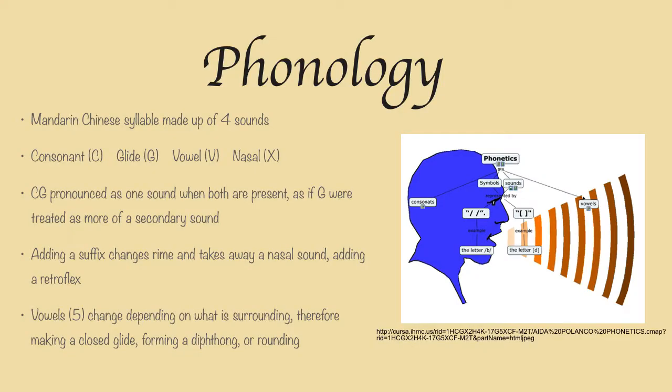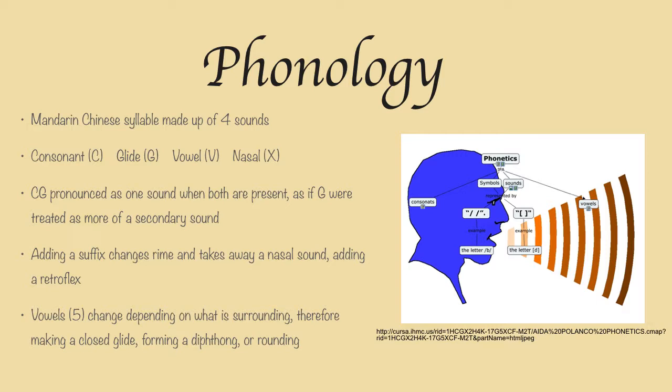Mandarin syllables are made up of 4 sounds: a consonant, a glide, a vowel, and a nasal, in that order. The consonant and the glide are produced with one sound when both are present, as if the glide was treated as more of a secondary sound. Adding a suffix changes the rhyme and takes away a nasal sound, adding a retroflex, meaning it changes the pronunciation and the location of the tongue in the mouth.